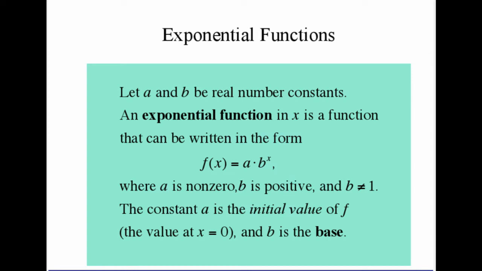So let a and b be real number constants. An exponential function in x is a function that can be written in the form f(x) = a times b to the x, where a is non-zero, b is positive, and b is not equal to 1. The constant a is the initial value of f, the value at x equals 0, and b is what we call the base.